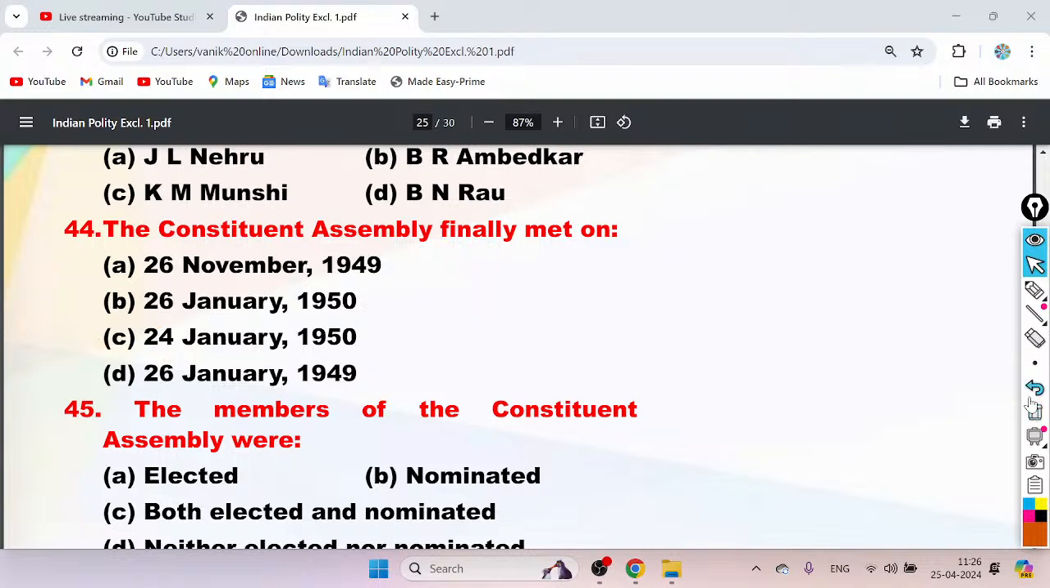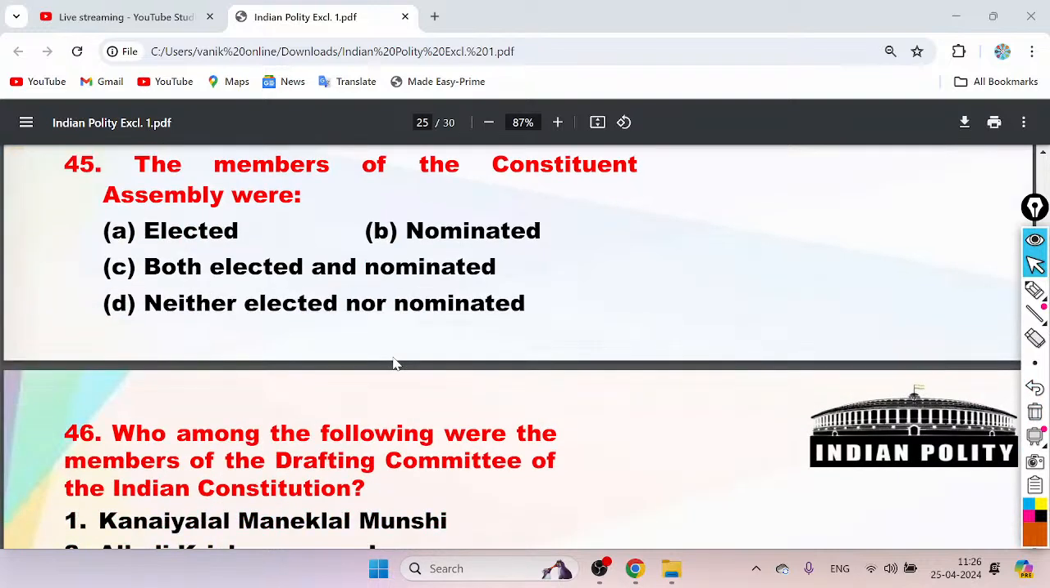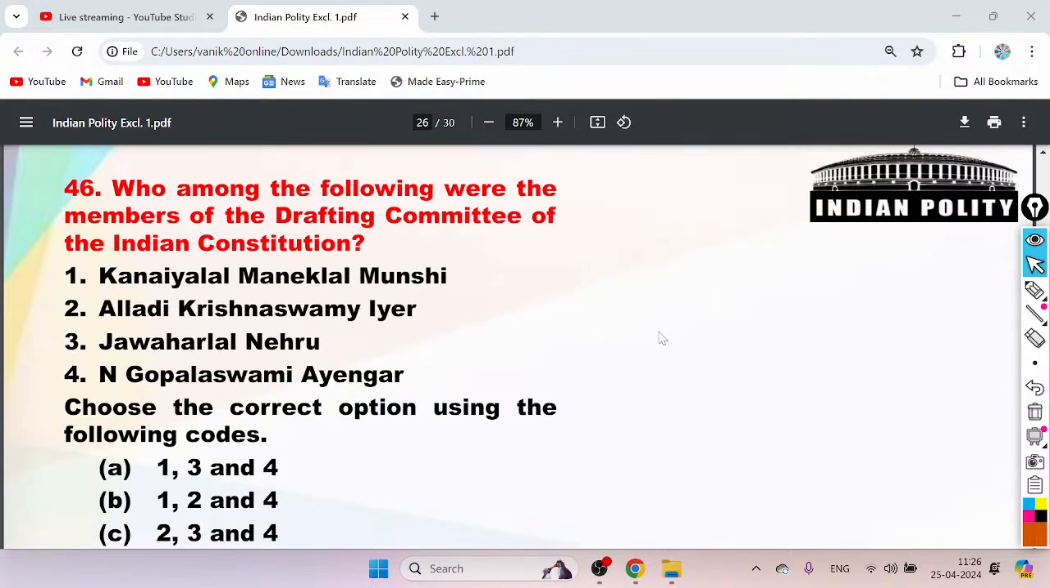45. The members of the Constituent Assembly, both elected and nominated, we had discussed it, both elected and nominated. C. 46. Who among the following were the members? I have just read out the members' names to you.